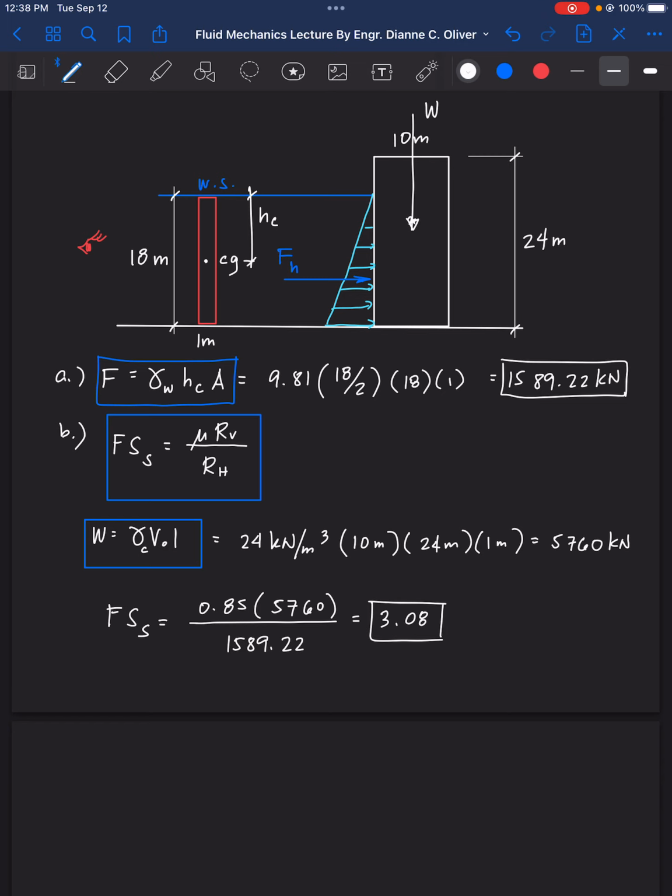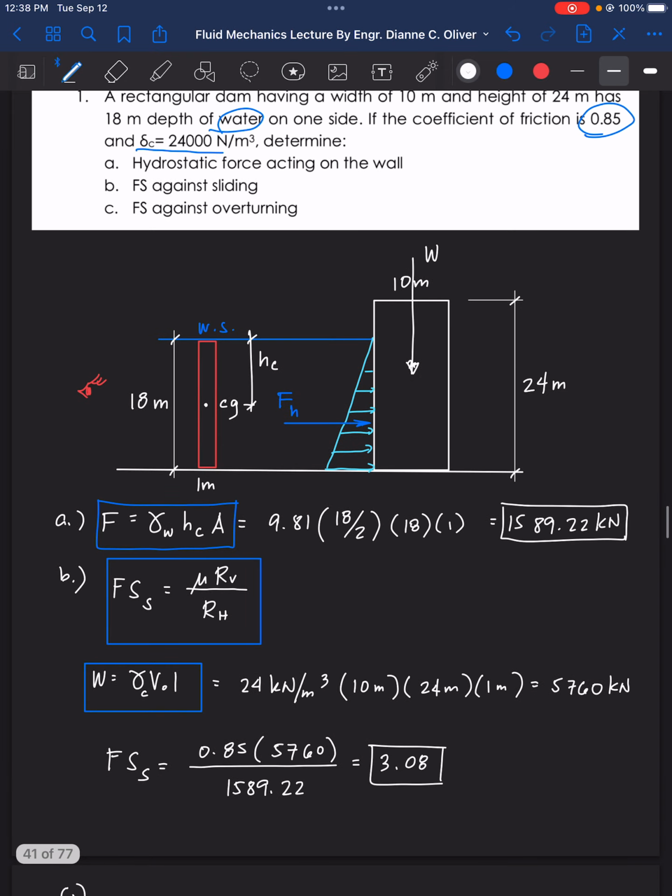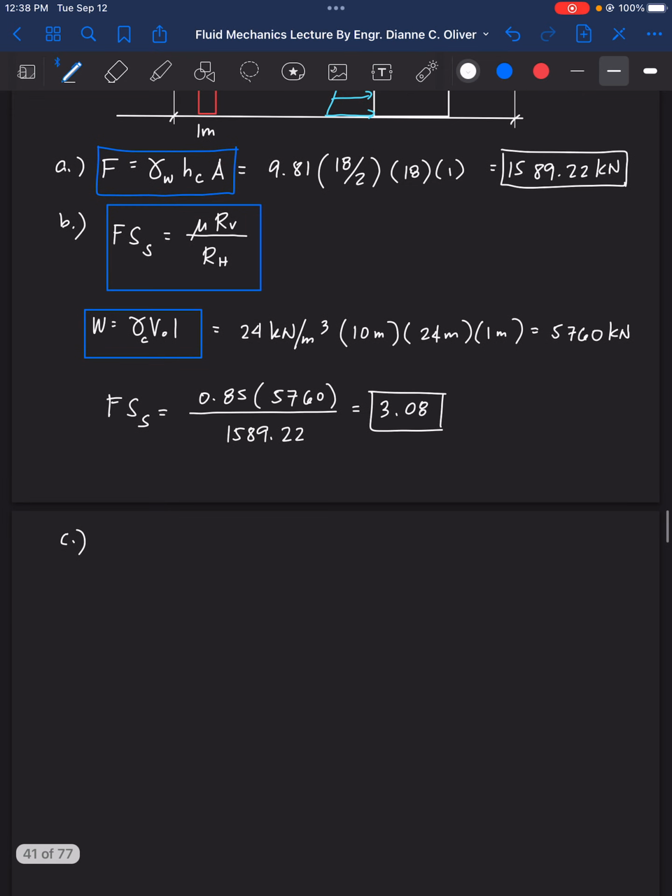Okay? So that's for the factor of safety against sliding. Let's go to letter C, factor of safety against overturning. So FSO is equal to the righting moment over the overturning moment. So this is the formula for factor of safety against overturning.